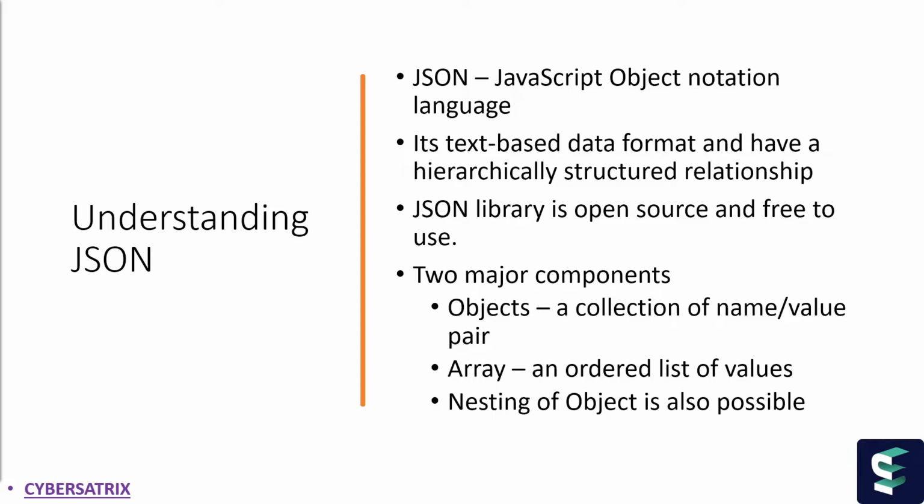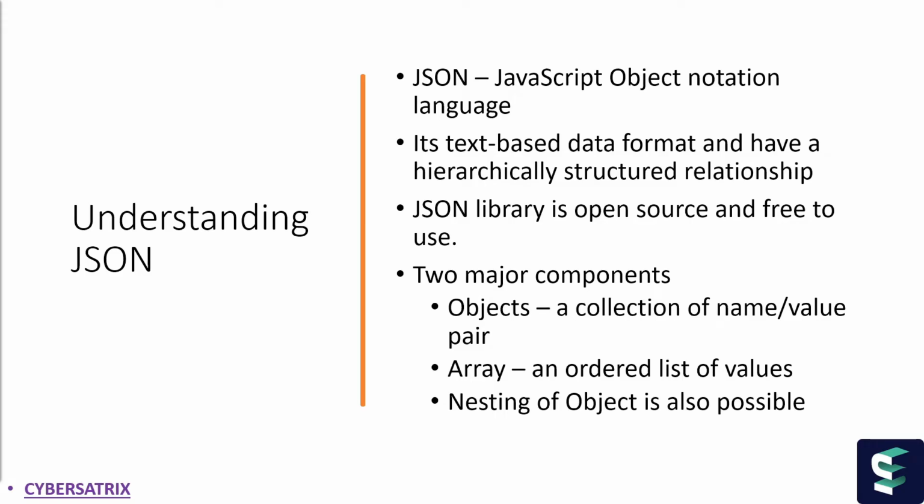Just as an additional point, nesting of objects is also possible in JSON. For example, let's say you are creating a JSON structure on the employees, or let's say for my organization CyberSatrix. CyberSatrix can have multiple objects. One object could be employees, and the second object could be inventory. When I'm creating an object of employee, under it I can have multiple properties of the employees, and those features can be added as a nested object to the employee. We will see this further and have a better understanding.